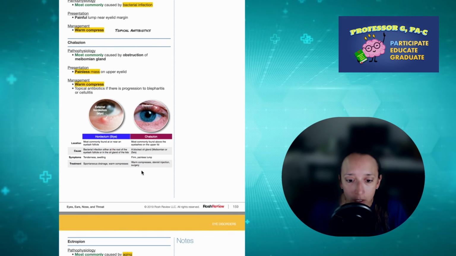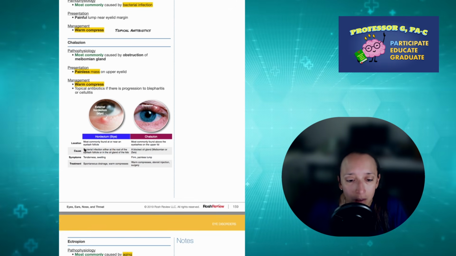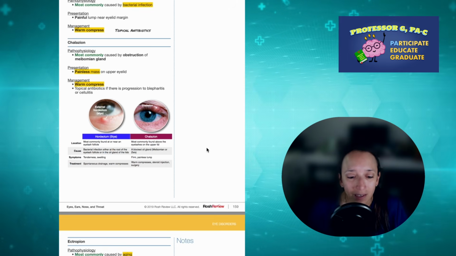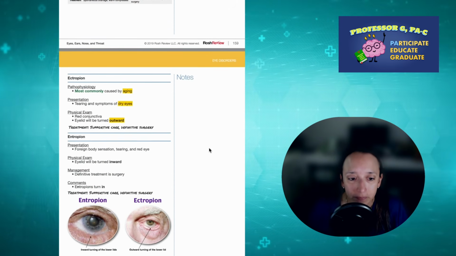And here's a nice little chart kind of comparing the two. Major thing: painful, infected versus not painful, not infected. That's the major difference there.